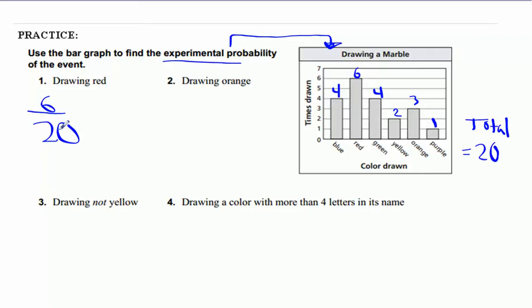But again, be sure that if I get a multiple choice question and 6 out of 20 isn't there, you may want to reduce it. Oh, but 3/10 is there. Oh, so that's the same thing. So this is going to be my choice. So be aware of that when you have a question like this. If your answer is not there, it might not mean you're wrong. It just means that your answer might be either in reduced form or it could be as a decimal or as a percent. So be aware of that.